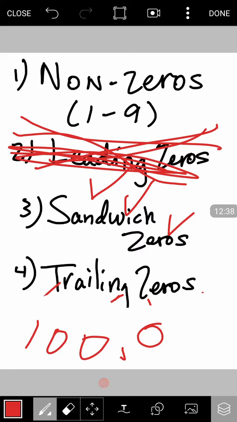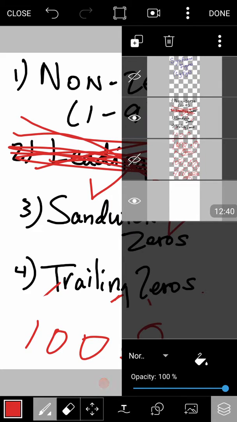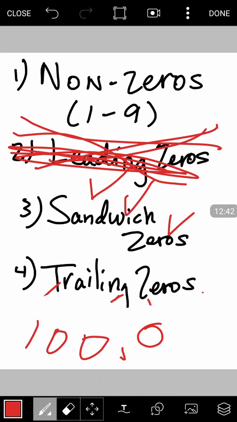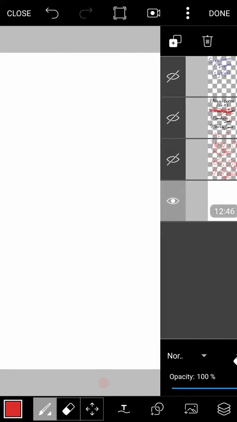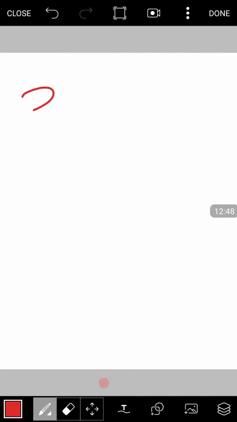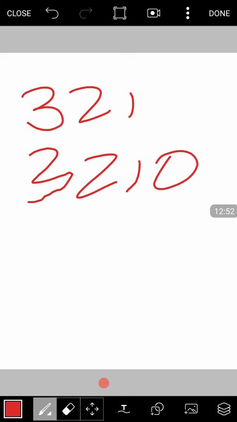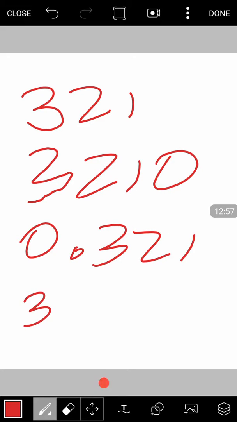Okay? So one more example to wrap this up, because I am supposed to be doing some other stuff right now. Let's look at, really quick, let's say I have 3, 2, 1. 3, 2, 1, 0. 0.321. And then 3, 2, 0.